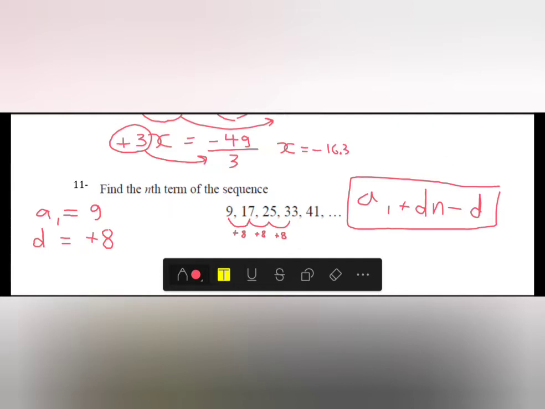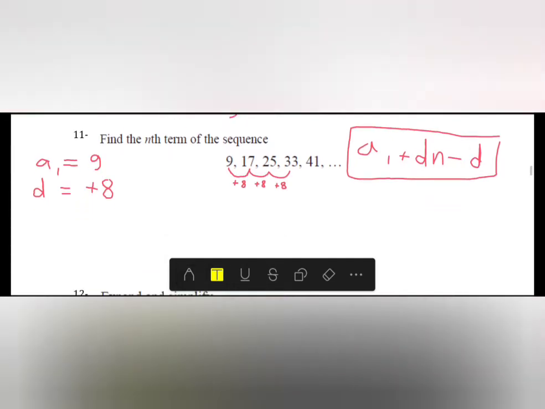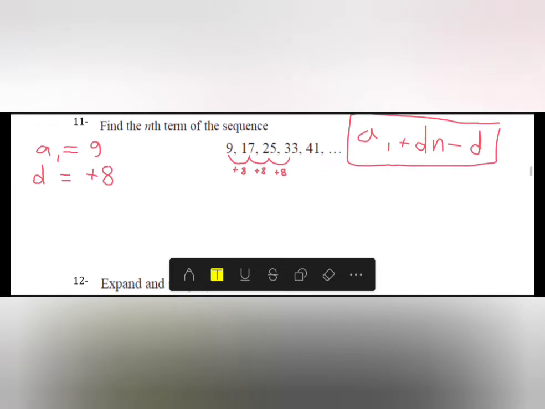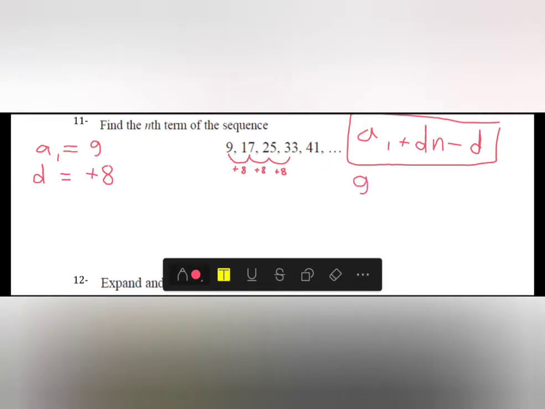Now, let's do it together. Let's use this space here. So I know that A1 is 9. So I'm going to put 9. Okay. Plus the d is what? Very good. It's 8. So 8n minus d, which is 8 again. Now, I'm going to work out this constant with this constant. And this one, I'm going to put it the same. So it's going to be 8n.